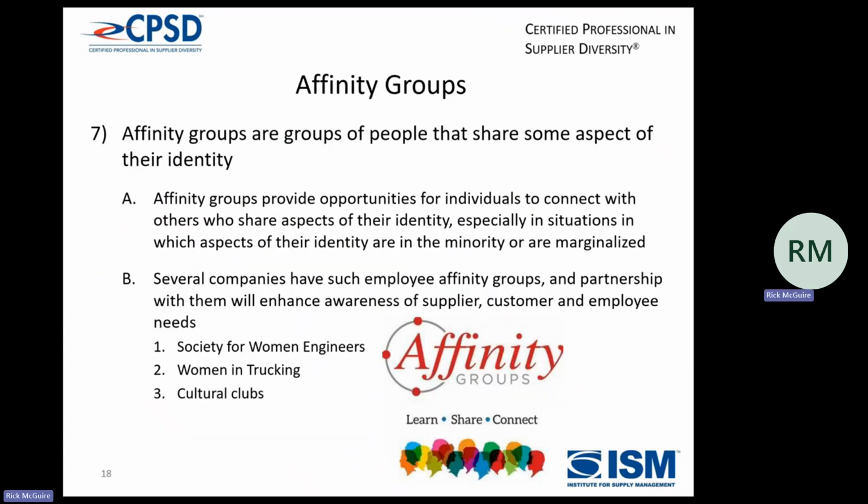Affinity groups are groups of people that share some aspect of their identity. Affinity groups provide opportunities for individuals to connect with others who share aspects of their identity, especially in situations in which those aspects of their identity are in a minority or are marginalized. Several companies have such employee affinity groups, and partnership with them will enhance awareness of supplier, customer, and employee needs. Examples: Society of Women Engineers, Women in Trucking, cultural clubs, etc.